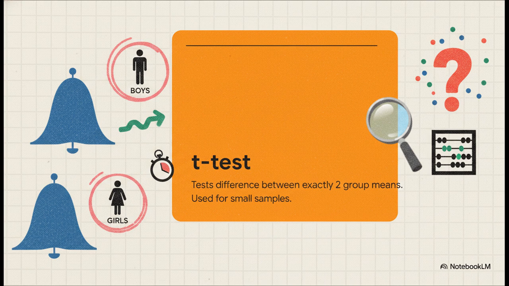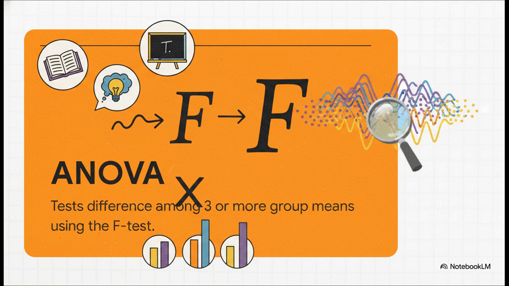When we shift gears into inferential statistics, we use specific tests. Fire this definition into your memory right now, the t-test. It is strictly used to test the difference between exactly two group means. If you are comparing the net scores of boys versus girls, and you have a small sample with a normal distribution, the t-test is exactly the tool you reach for. Two groups, t-test.